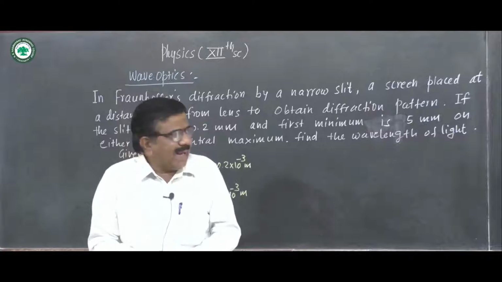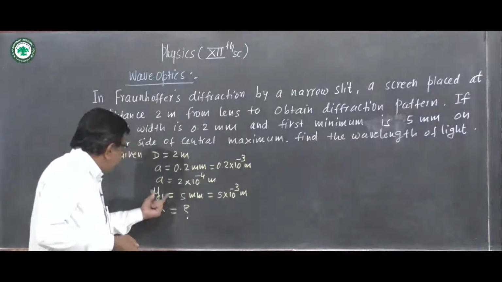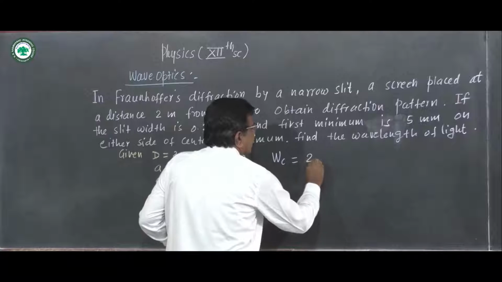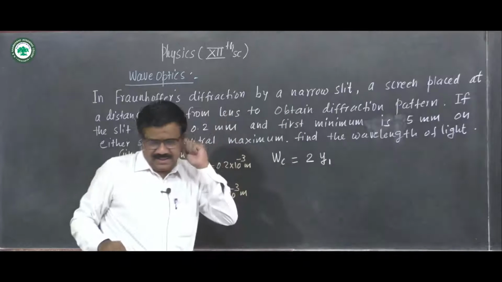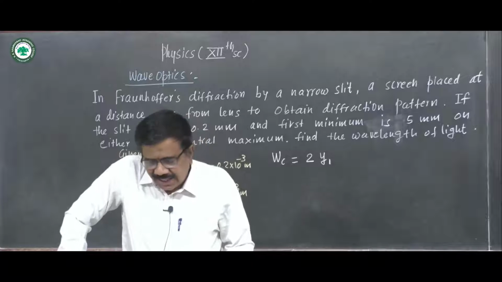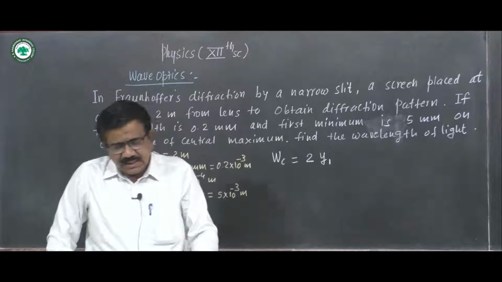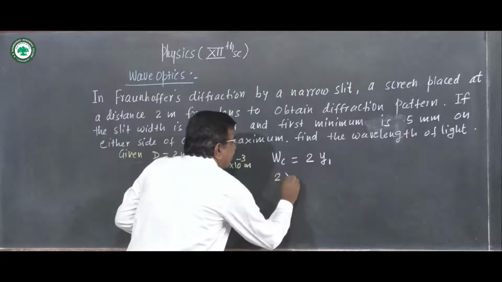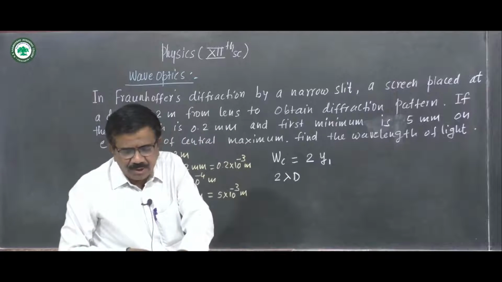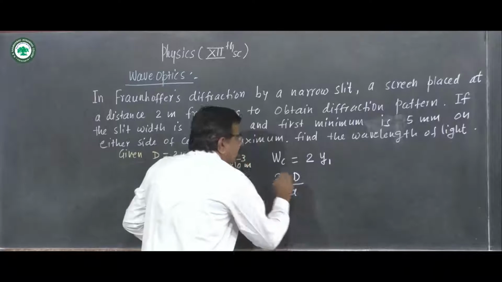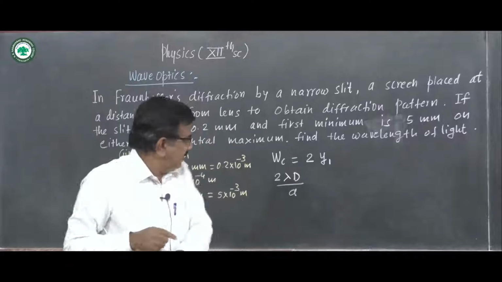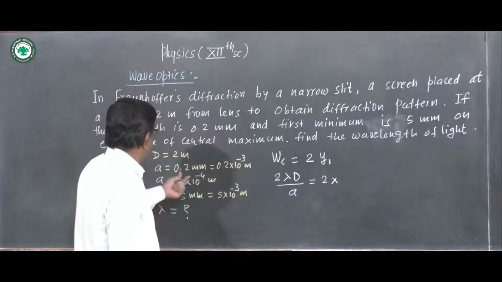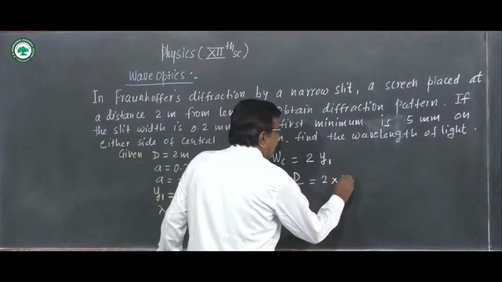Now we know width of central maximum is twice the distance of first minimum on either side. So width of central maximum is twice this y1, that is the distance of first minimum on either side. But we know this width of the central maximum is 2 lambda D upon a, that is equal to 2 y1, that is 5 × 10⁻³.